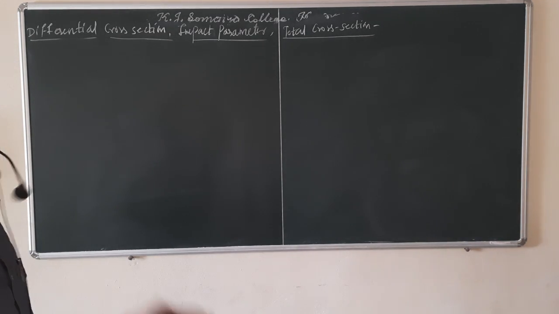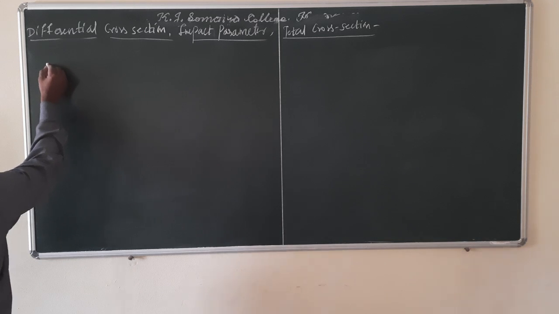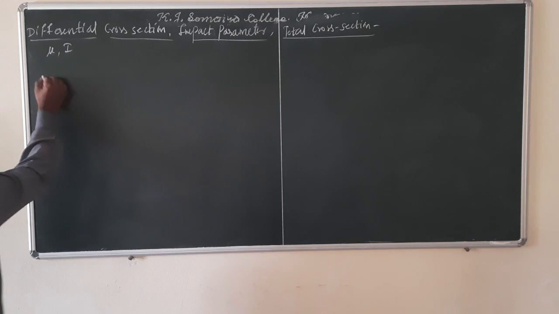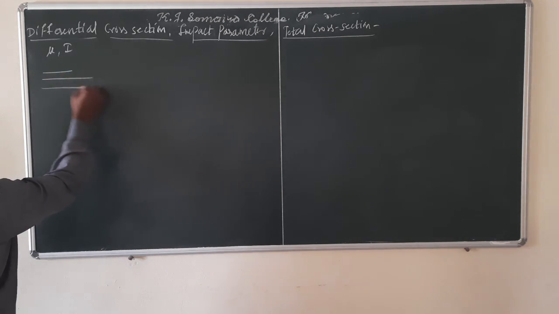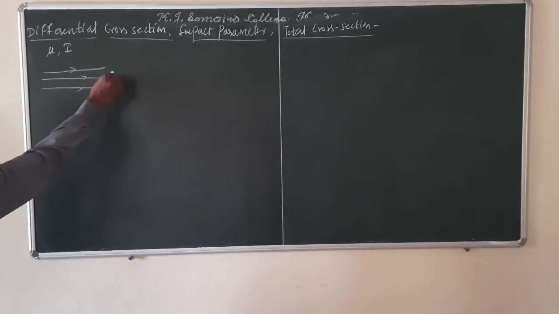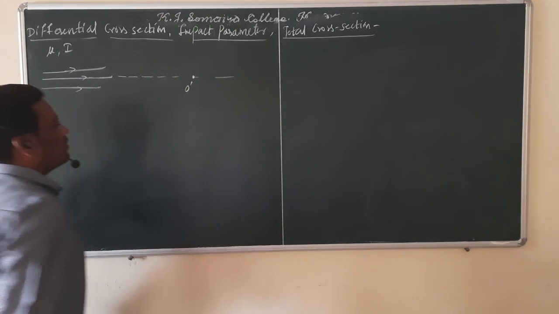Differential cross section has the dimensions of area. If a very large number of particles come into play, what is that area? For that, consider a beam of particles characterized by reduced mass mu and intensity I. We can show it like this: this is a beam of particles which is incident on a scattering center, which is at O dash.